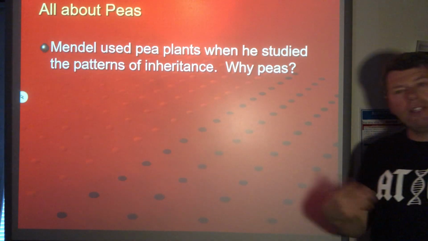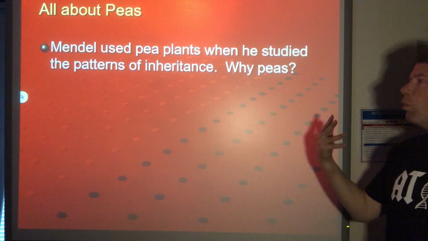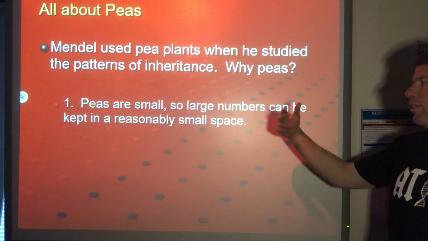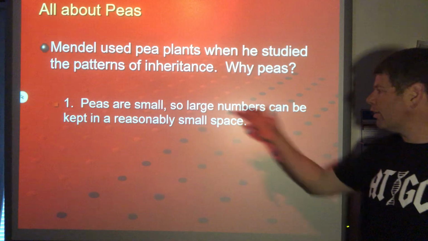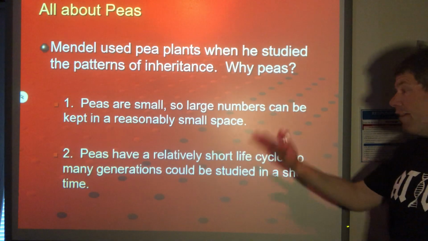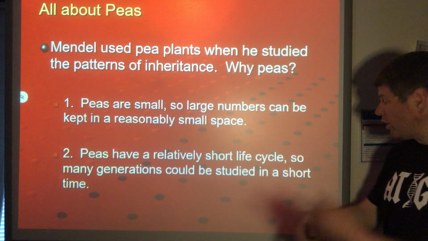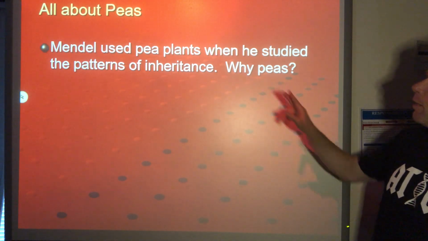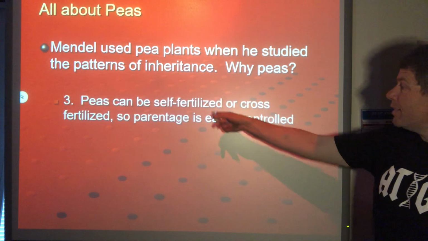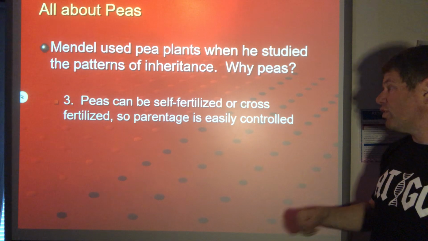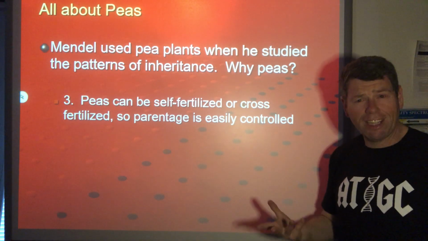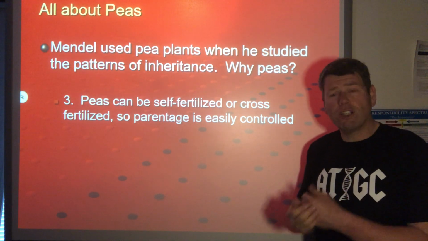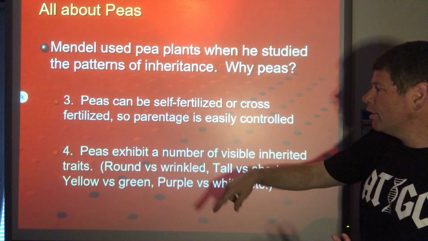All right, now Mendel used pea plants. And why did he love peas so much? They're small, so you can get a large number of peas very quickly. They are kept in a small space. They have a short life cycle, so you can get a lot of generations very quickly. They can self-fertilize or cross-fertilize because they're typical plants. Plants can do that because they're hermaphroditic.